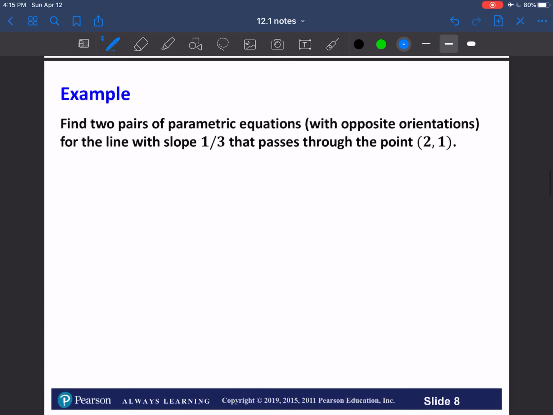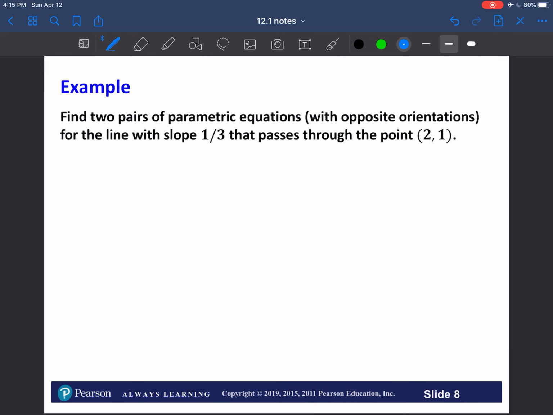All right, let's do another example with lines. We're going to find two pairs of parametric equations with opposite orientations for the line with slope 1/3 that passes through the point 2, 1. So if the slope is 1/3, that's m, but m is really b over a, and the point 2, 1 is really the point x naught, y naught. There's an infinite number of ways that we can represent this line. Let's just do a few.